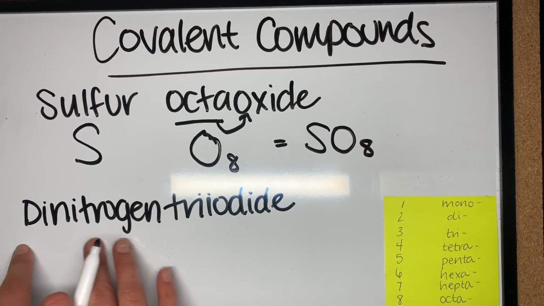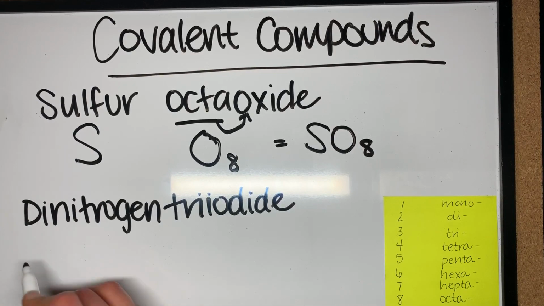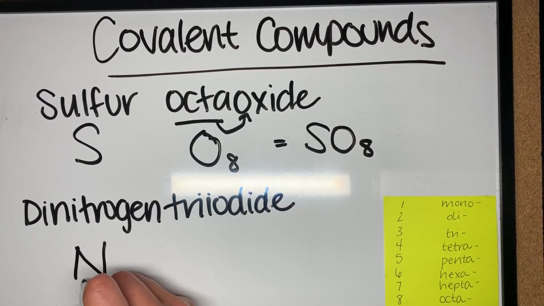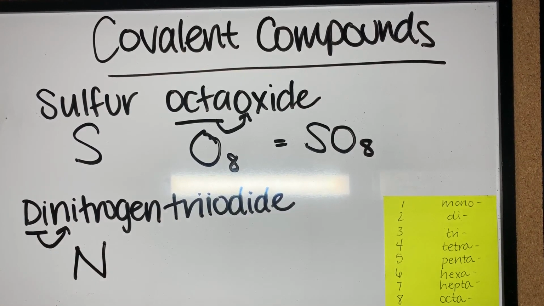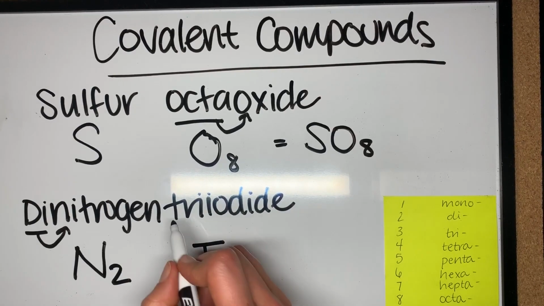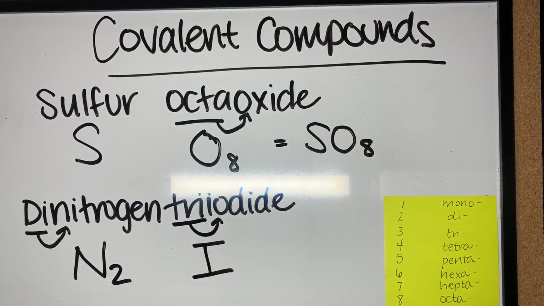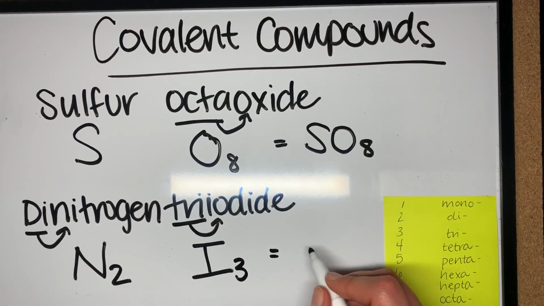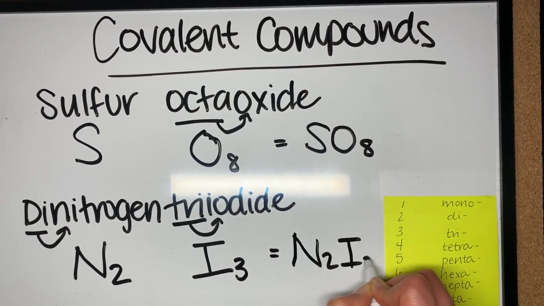The second one, dinitrogen triiodide. Nitrogen is N. The di before it is telling you how many of the nitrogens there are. Di means 2, so you should have N2. Iodide is iodine, which is I. Tri is telling you how many iodines there are. Tri means 3, so there are 3 iodines. Put those together to get N2I3.